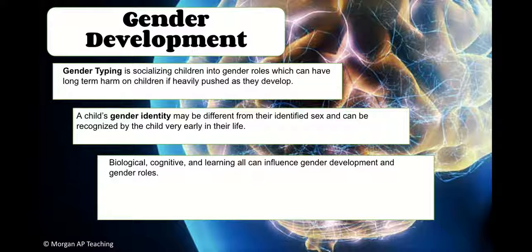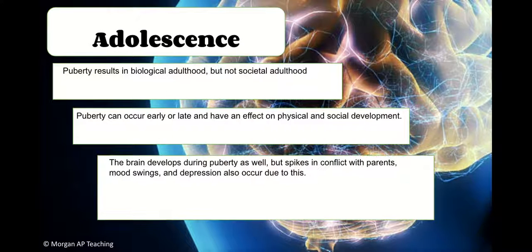Culture is definitely a big aspect to that. So you can see what some of those influences are. Adolescence, puberty. This is what results in biological adulthood, but not necessarily societal adulthood, right? So, back in earlier times when a male or female would go through puberty, they'd be considered an adult. We don't do that anymore because we realize kids develop much more past that, not just biologically. That they can conceive children means they're an adult now.